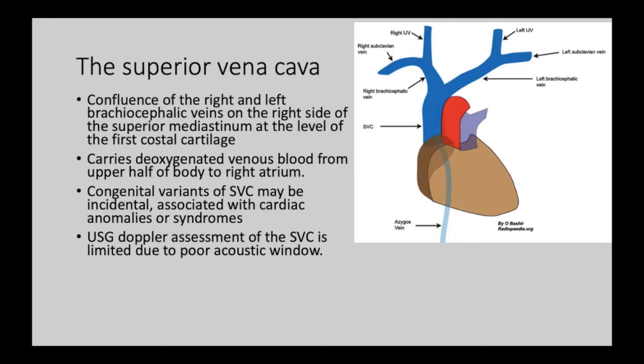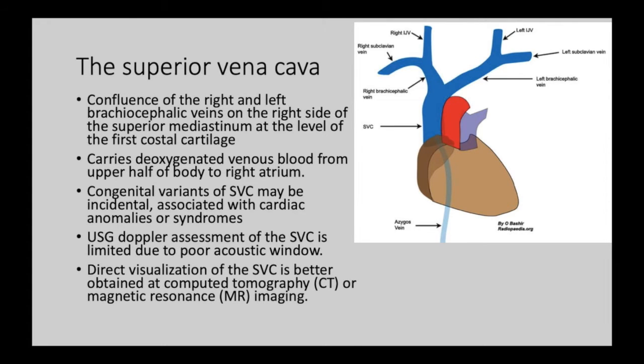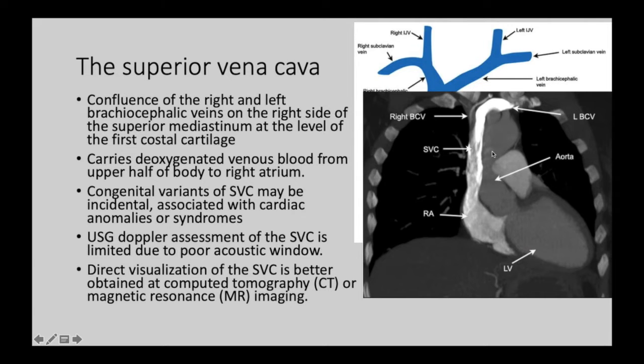Ultrasound Doppler assessment of the superior vena cava is limited due to poor acoustic window from the overlying ribs or the overlying lungs. Direct visualization of the superior vena cava is better obtained at CT or MR imaging. This is just a CT image of the superior vena cava showing a left brachiocephalic vein and right brachiocephalic vein confluent to form the superior vena cava on the right side of superior mediastinum.